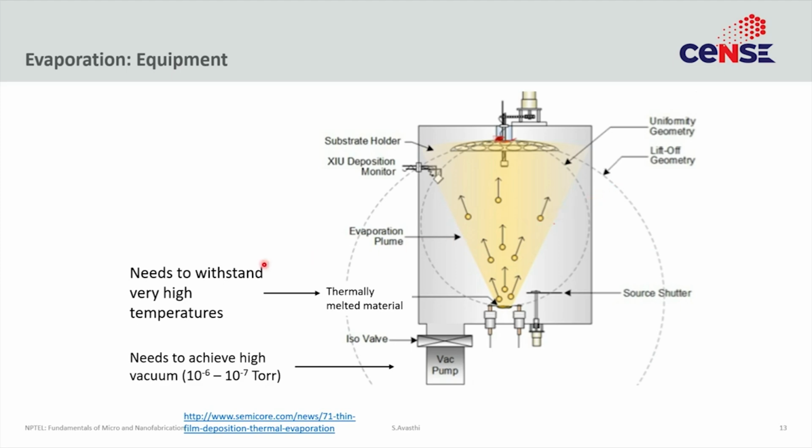Now the other thing we need to understand is that this thermally melted material must be in some crucible, no? So that crucible must be able to withstand the melted material without melting itself. So something to keep in track. And this vacuum pump system must be good enough to get to the minus 6, minus 7 ranges.